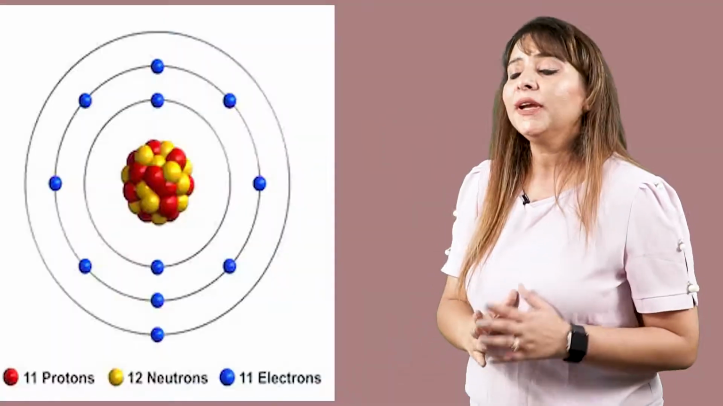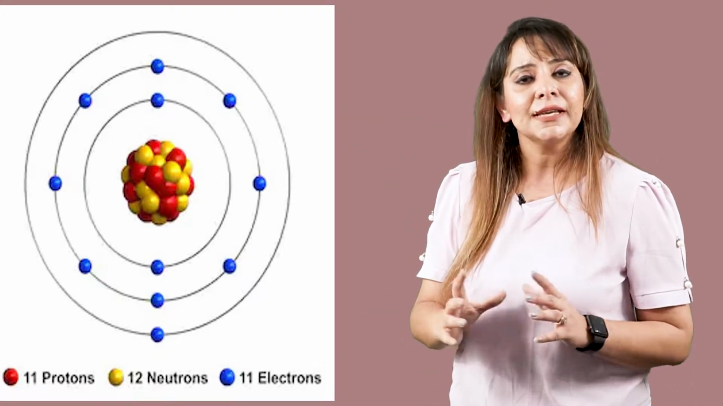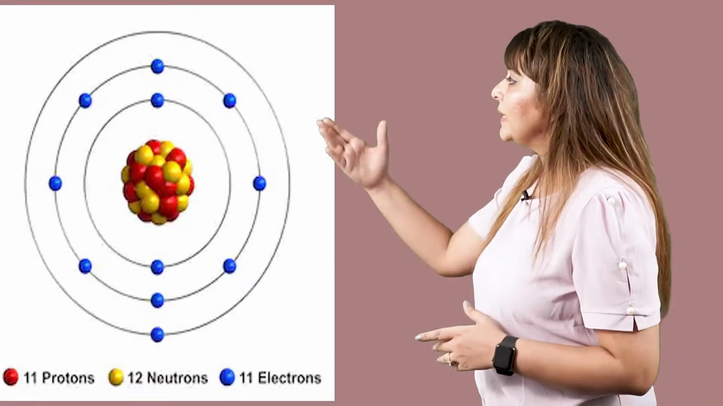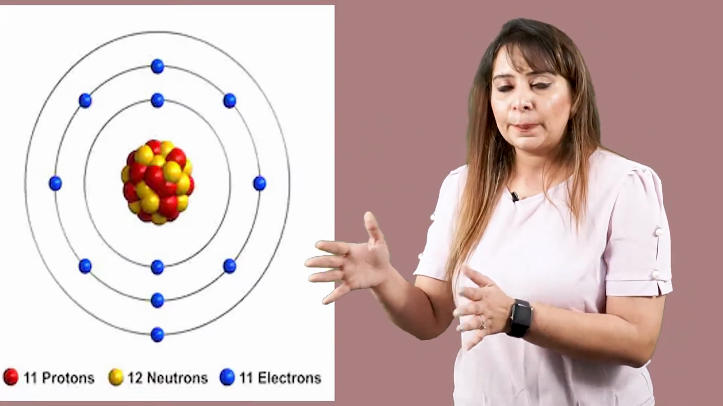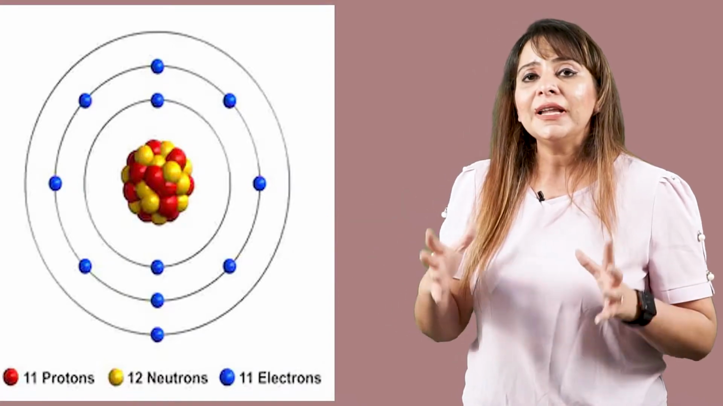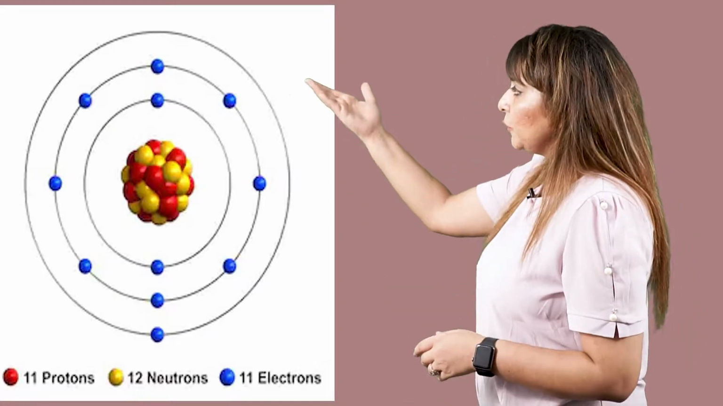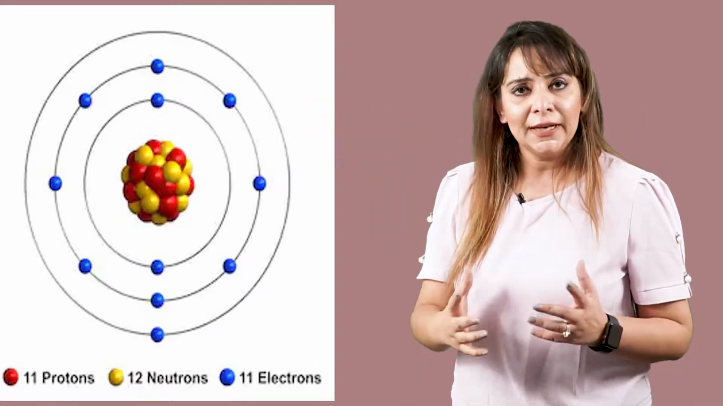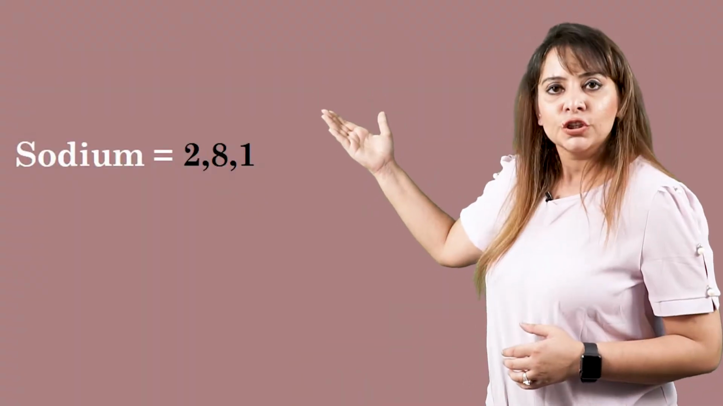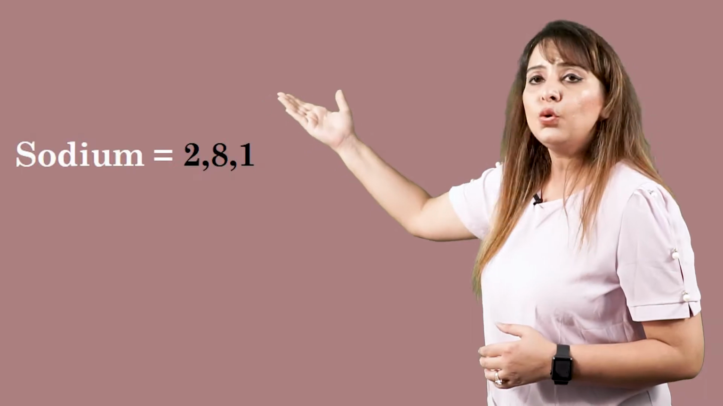We all know that sodium is represented by the symbol Na. Its atomic number is 11. So that means the protons present in it are also 11, and even the electrons are 11, because we know that in any neutral atom, the number of protons is always equal to the number of electrons. And if I need to know its electronic configuration, I can write it as 2, 8, 1. So the electronic configuration for sodium is 2, 8, 1.